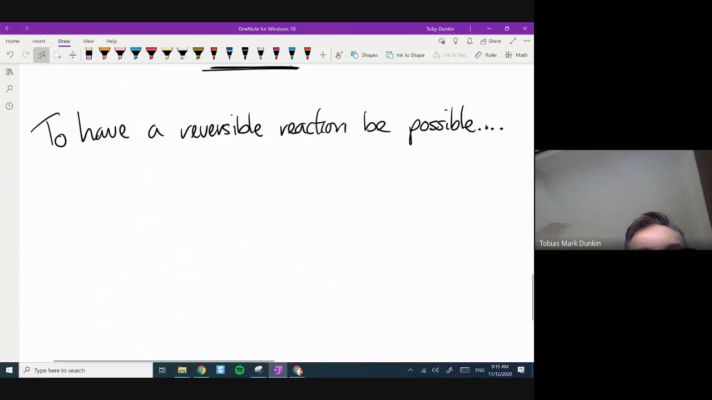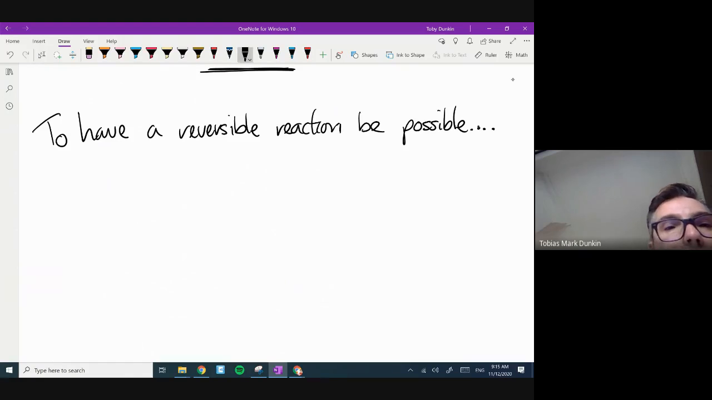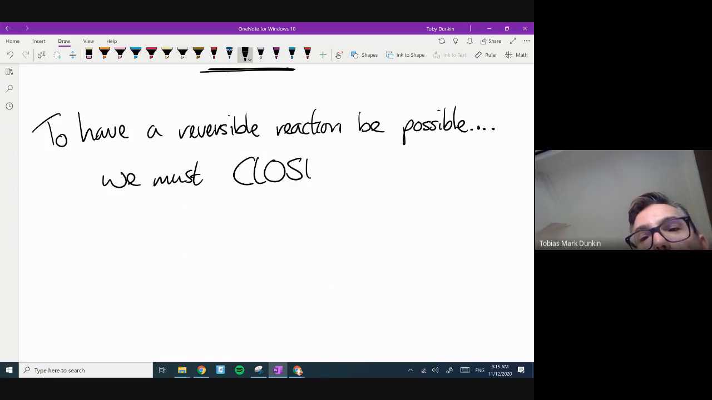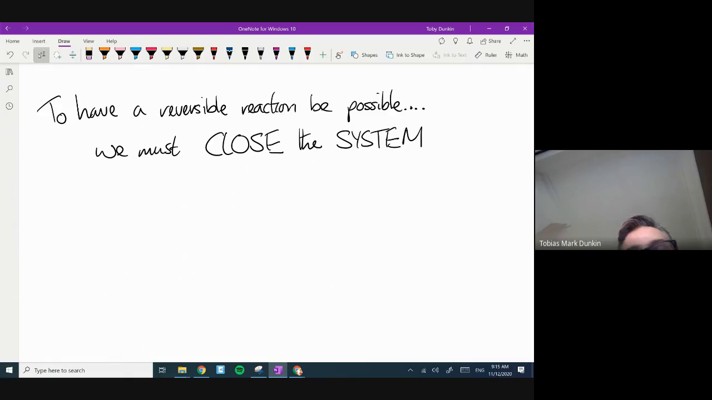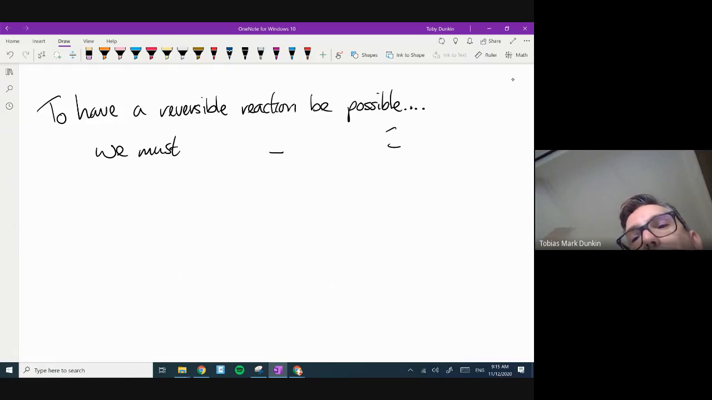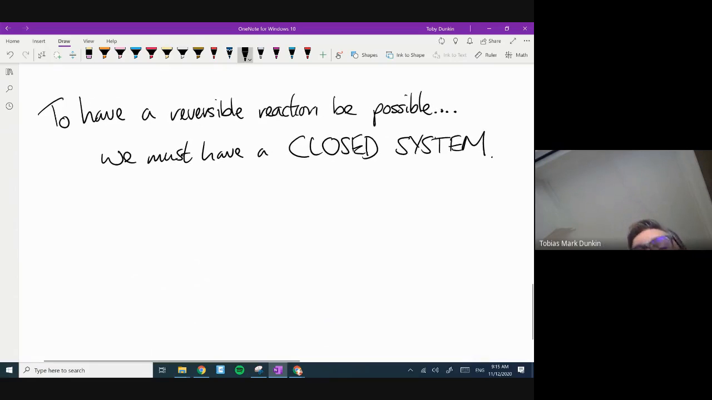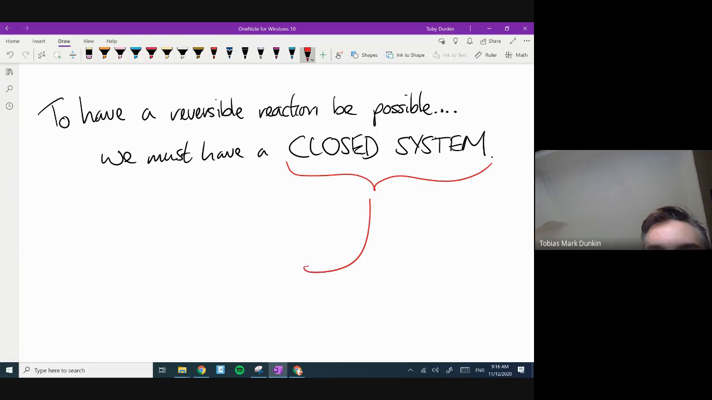We're going to have to have a reversible reaction be possible, we must close, notice my capitalization, close the system. We must close the system. In reality, by the way, do you know what's better than that? We must have a closed system. Ruby, if you were to guess, what do you think a closed system would be in chemistry? Definition. What? Go on.